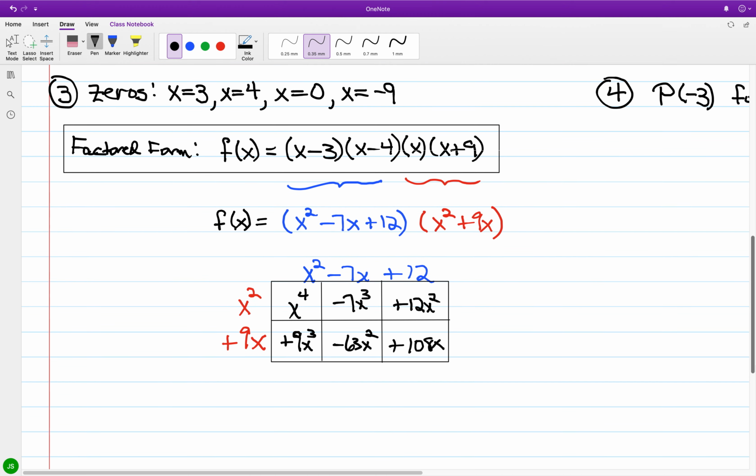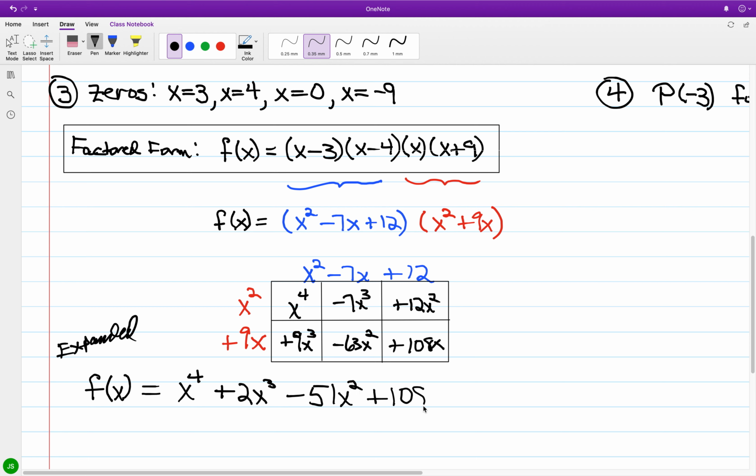So just in expanded form, one result will be f of x is equal to x to the fourth. Then for the cubes, with the coefficients 9 and negative 7, you have the difference at 2x cubed. And in second degree, you have negative 63 plus 12, so this will be negative 51x squared. And we have followed by 108x.